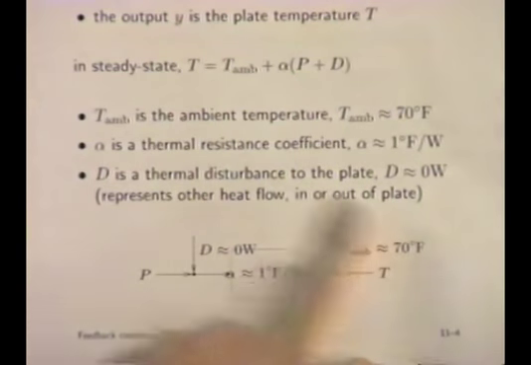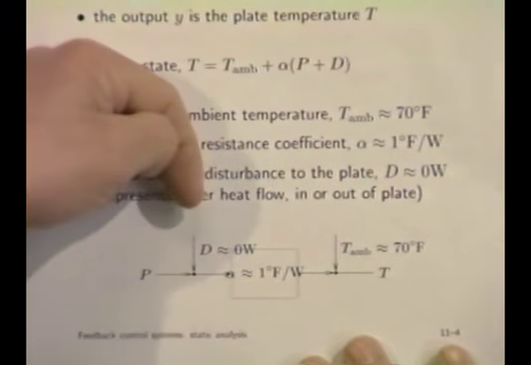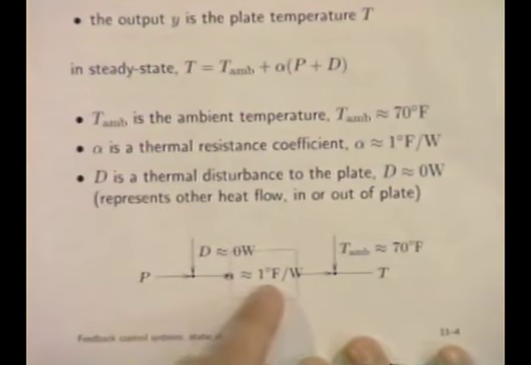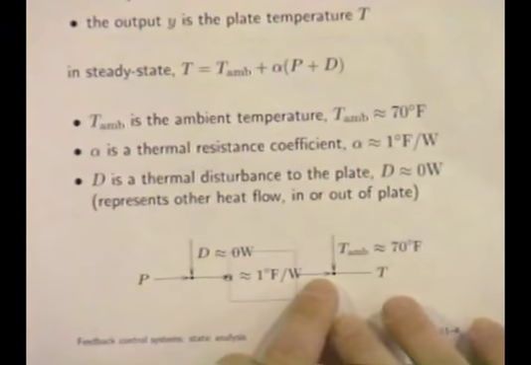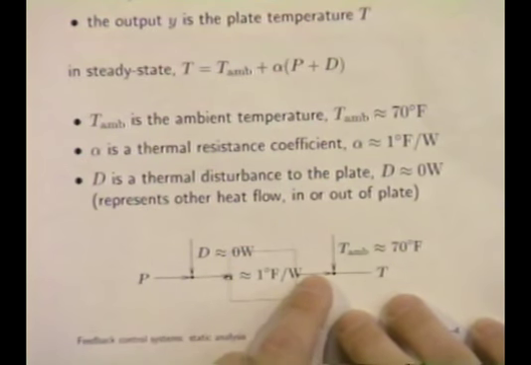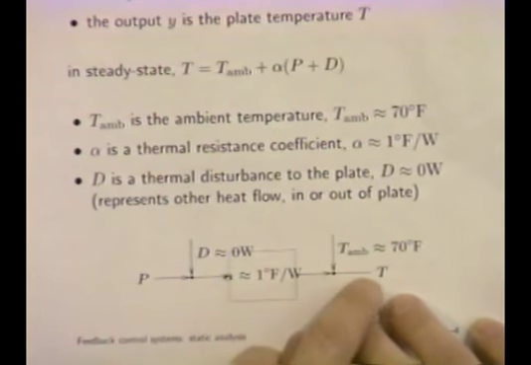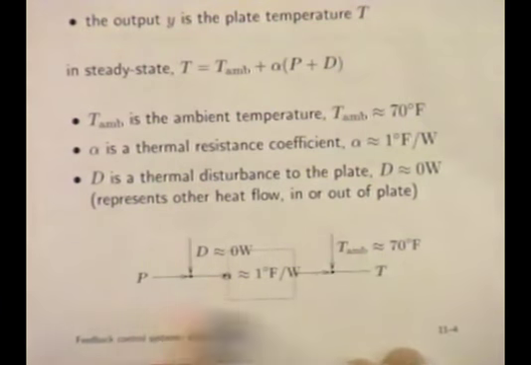So here's a block diagram showing what we have. Our power comes in. To that we add a disturbance power. That goes to this gain, which relates the power to the plate to its actually the difference from ambient temperature. And then we add the ambient temperature, which is 70, and that gives us T. So this is our block diagram.